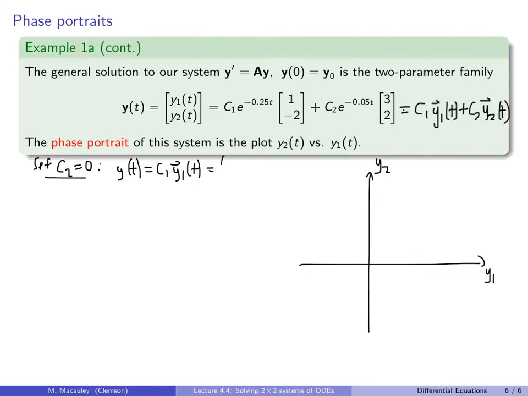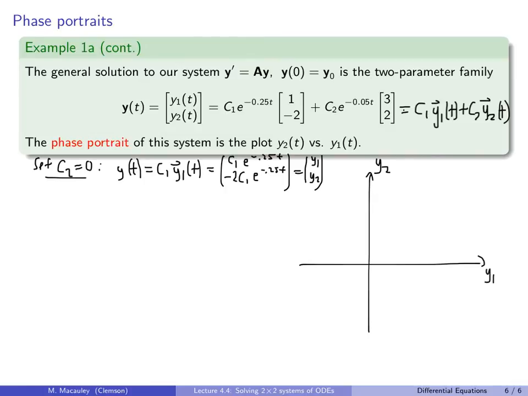let's write that out, that's going to be C1 e to the negative 0.25 t, and oh no, got to be careful here, it's negative 2 C1 e to the negative 0.25 t. Okay, so this is my y1 and this is my y2. Again, y2 is the height and y1 is the x-axis.